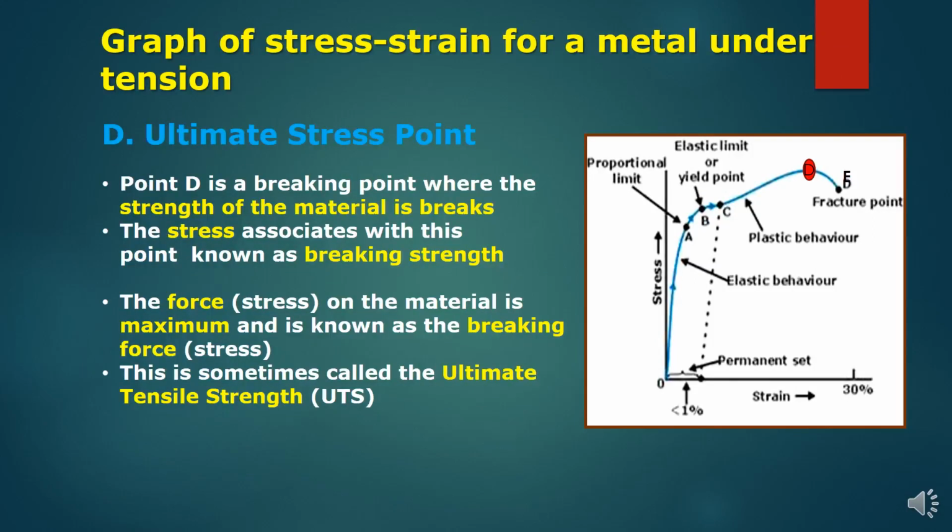Point D, ultimate stress point. Point D is a breaking point where the strength of the material breaks. The stress associated with the point is known as breaking strength. The force on the material is maximum and is known as the breaking force. This is sometimes called the ultimate tensile strength. Beyond point D, necking starts to occur.